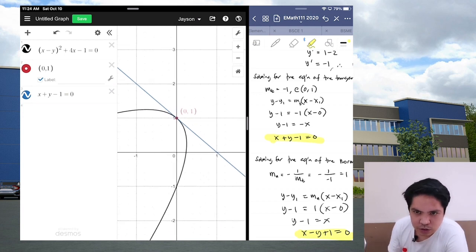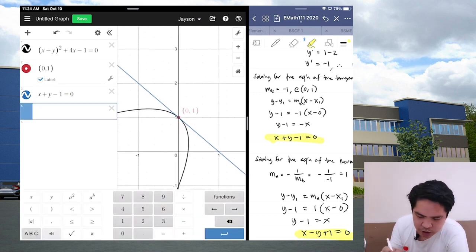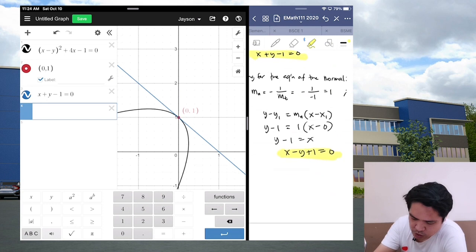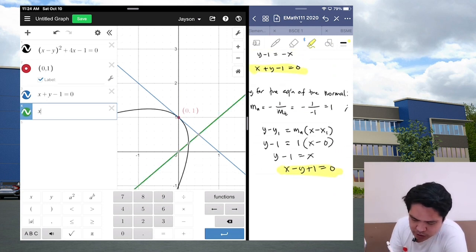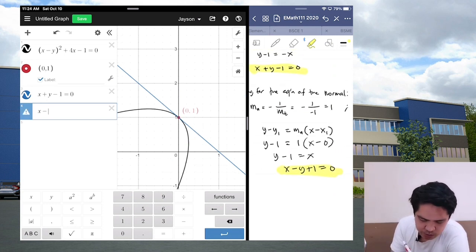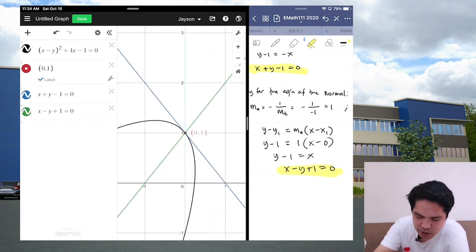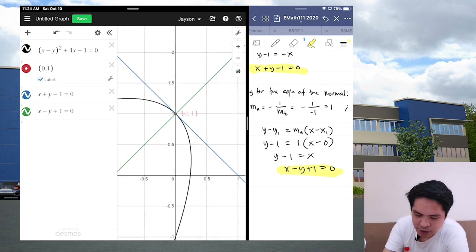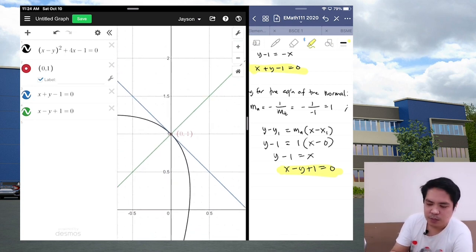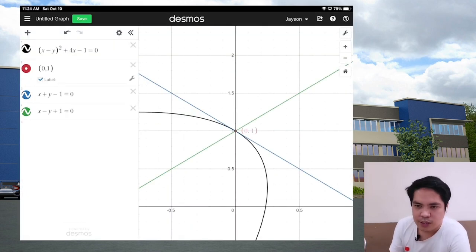It crosses only once. And our normal should be perpendicular to that and crosses at the same point of tangency or point of intersection. And we solved it as x minus y plus 1 equals 0. So we have that normal which is perpendicular to the tangent and passes through the same point of intersection or point of tangency. So our answer is correct.